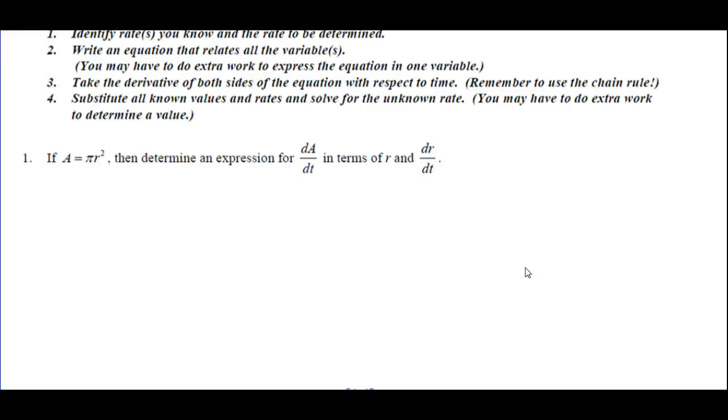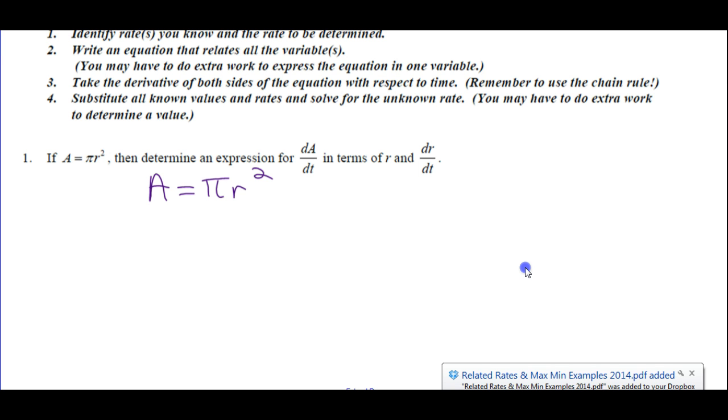Anyway, so if area is equal to pi r squared, so there's actually a relation where we've given you that, then determine an expression for dA by dt in terms of r and dr by dt. Basically what we're going to do is differentiate both sides of the equation. A equals pi r squared, right? Let's write that out. A equals pi r squared, and we're going to differentiate with respect to time.